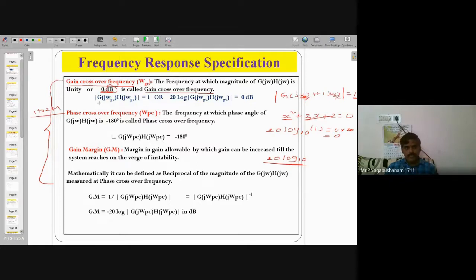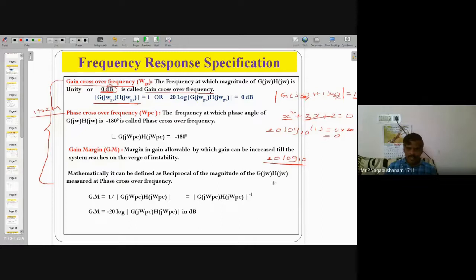I always require the loop transfer function. G of s, H of s is the loop transfer function. Frequency means replace s equal to j omega. Okay, next one, you can check it out. Phase crossover frequency, omega pc. Simple statement. For what frequency? Check it out.